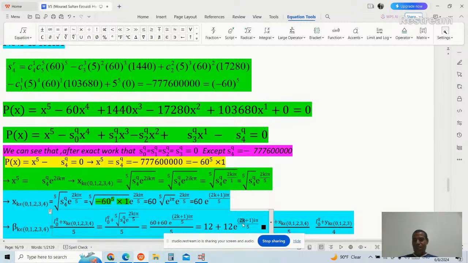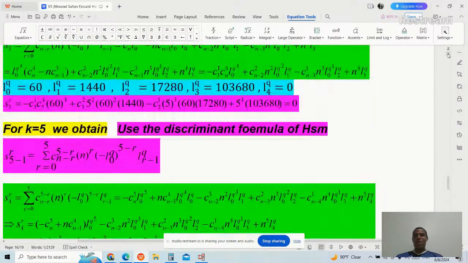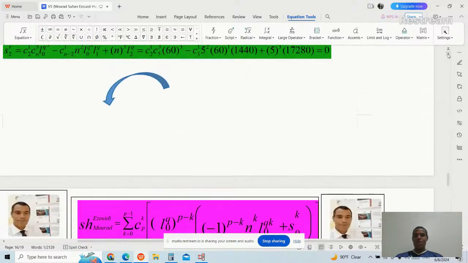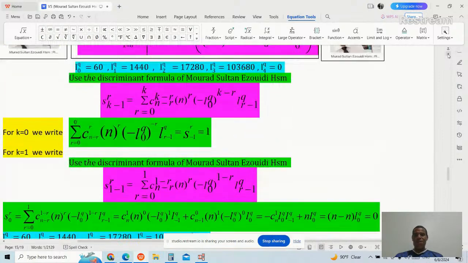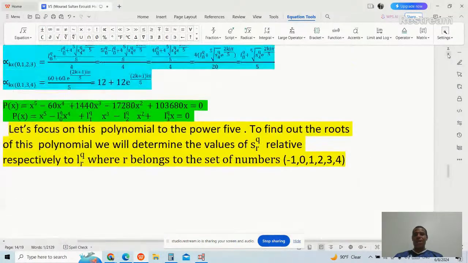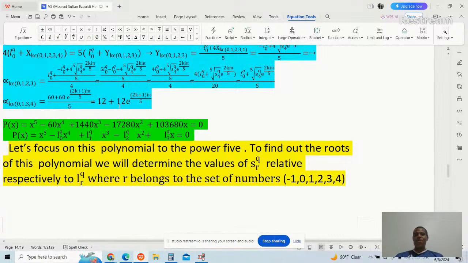The rest of the roots are at the same time roots of this polynomial to the power 5 and roots of the polynomial to the power 4. That's why here, learners, if you go back to the polynomial to the power 4 that we started with, we said that the roots have to be written as 12 plus 12 exponential (2k plus 1) i pi over 5. That's why here we exclude the value k equal to 2, because when k equals 2 we get 0, and 0 has to be one root when you extend this to the power 4.